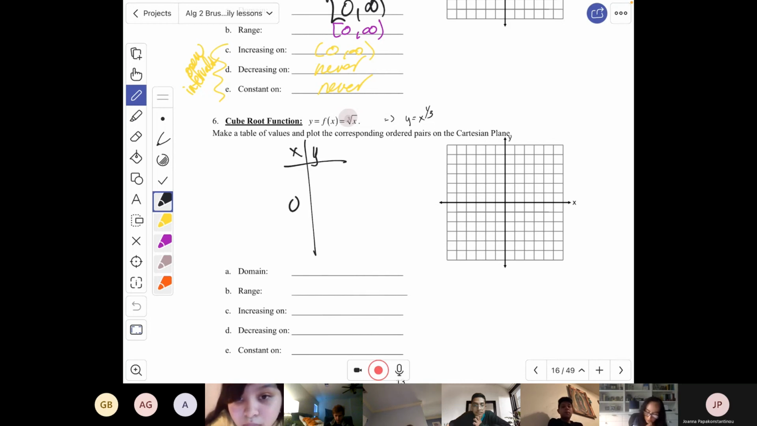So maybe cube root of 0. What's a perfect cube? Can anybody think of a perfect cube? 8. 8 would be a very good perfect cube. Yes. So what is the cube root of 0? What is 0 to the 1/3 power? 0. What about the cube root of 8?